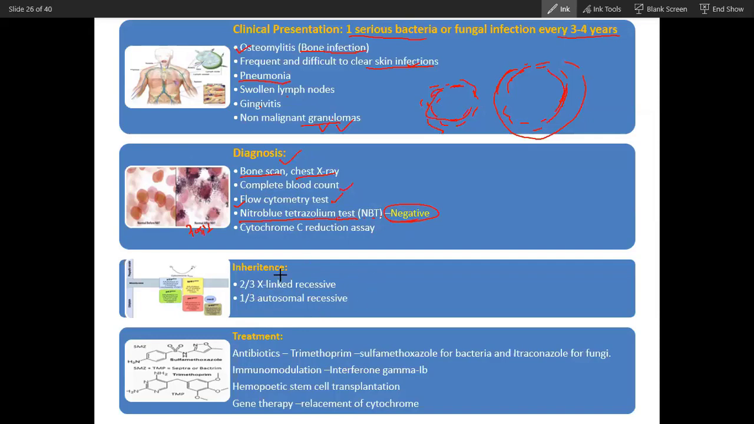So what is the inheritance? You will see the inheritance is about two-thirds X-linked. As you have seen, one part of the protein is X-linked here, and the others are autosomal. So two-thirds is X-linked and one-third is autosomal recessive.